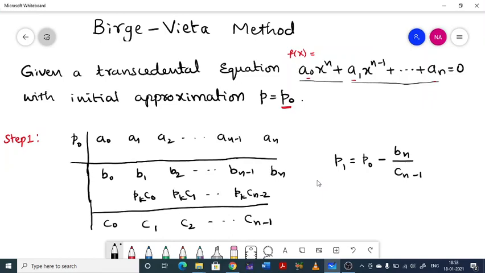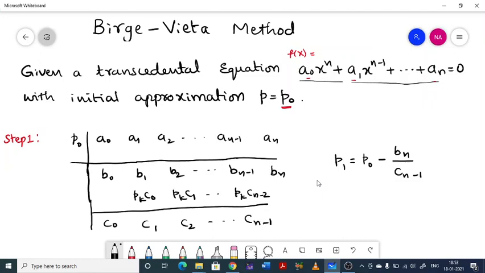Here you will be given a polynomial of the form a0 x power n plus a1 x power n minus 1 plus and so on plus an equal to 0, which you can call f of x, and an initial approximation p0 will be given to you. From that you need to find the approximate root of this polynomial f of x.